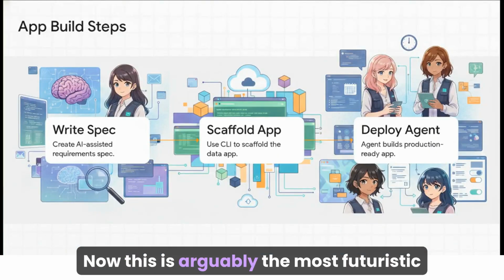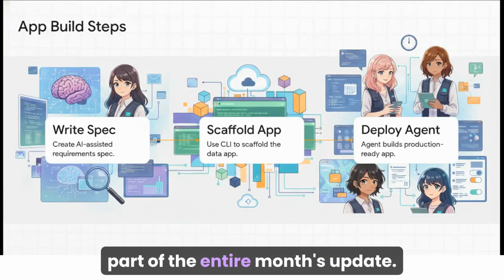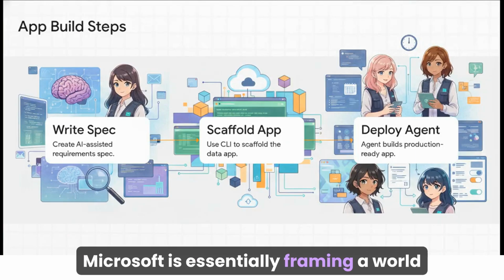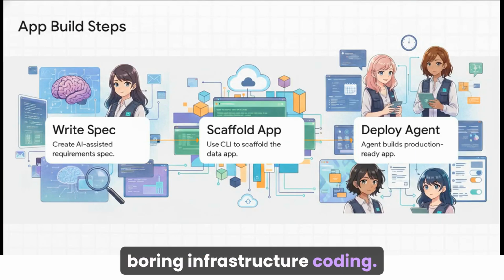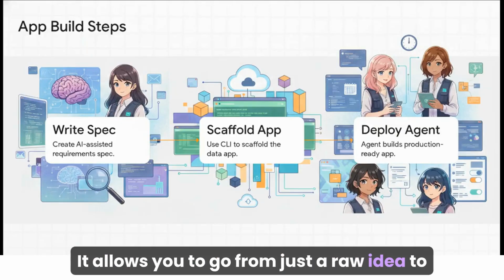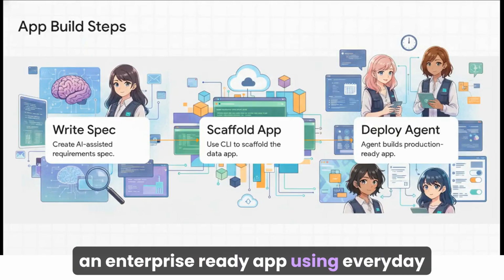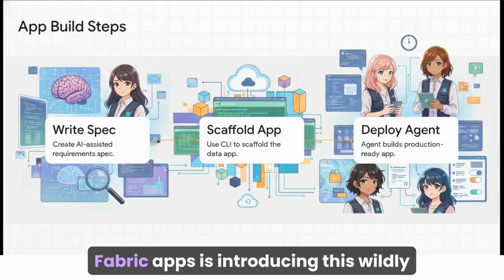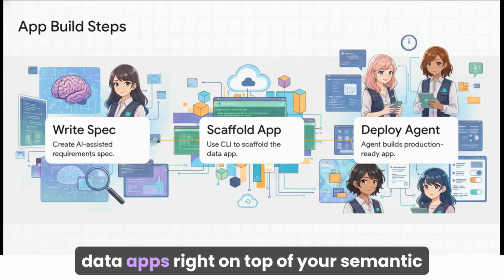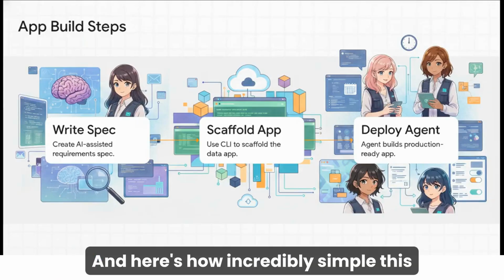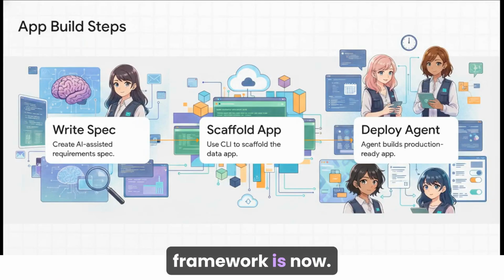Now, this is arguably the most futuristic part of the entire month's update. Microsoft is essentially framing a world where AI handles all that repetitive, boring infrastructure coding. It allows you to go from just a raw idea to an enterprise-ready app using everyday natural language. Fabric Apps is introducing this wildly streamlined process for creating custom data apps right on top of your semantic models. And here's how incredibly simple this framework is now.